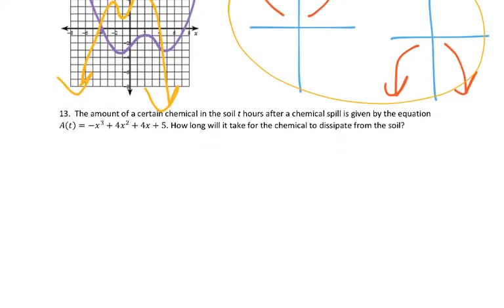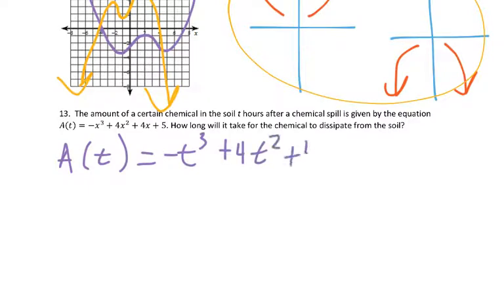Alright. So this last one, it says 13. The amount of a certain chemical in the soil T hours after a chemical spill is given by the equation. Those X's should all be T's. It should really be written like this: negative T cubed plus 4T squared plus 4T plus 5. How long will it take for the chemical to dissipate?